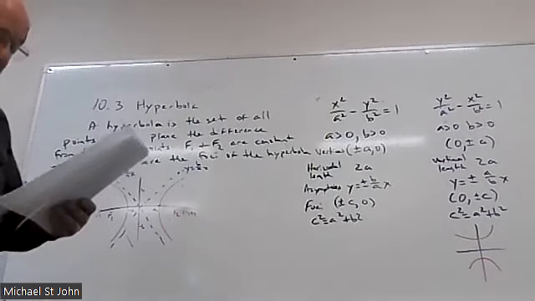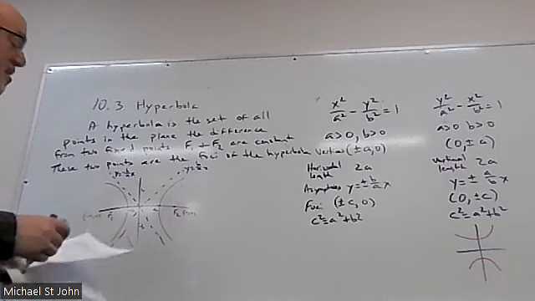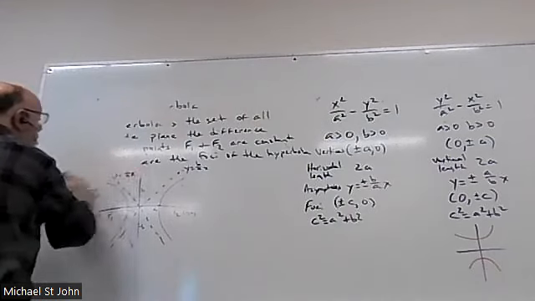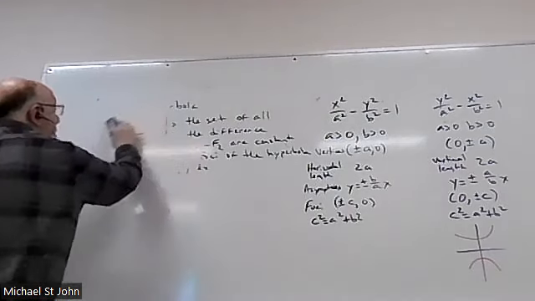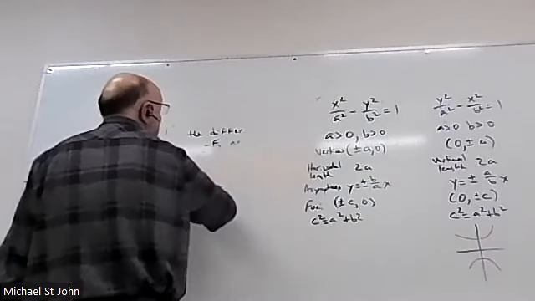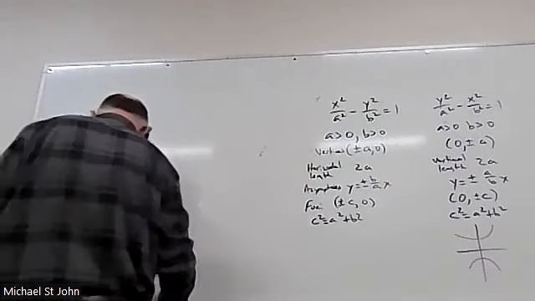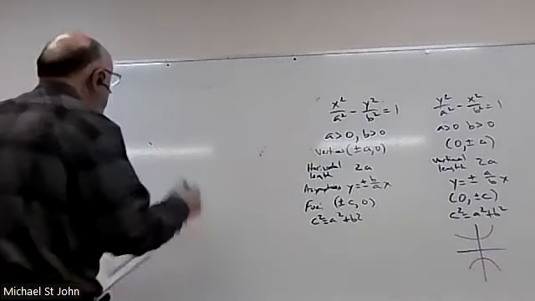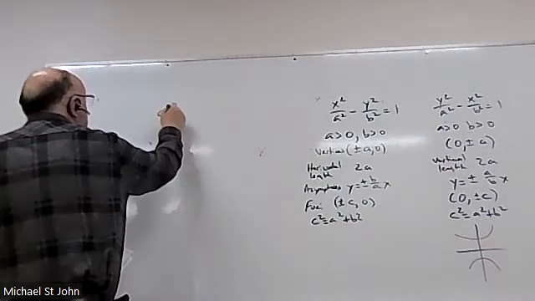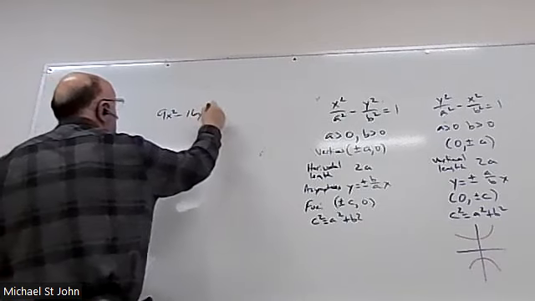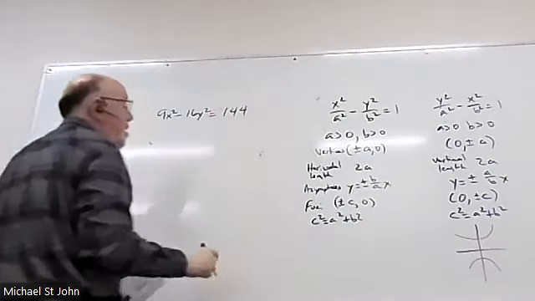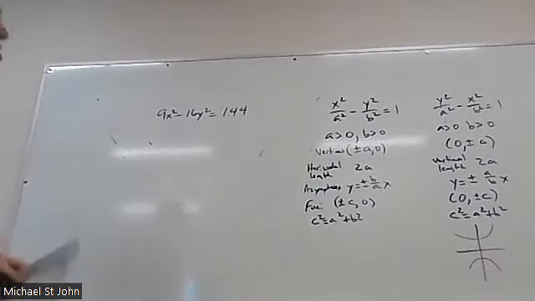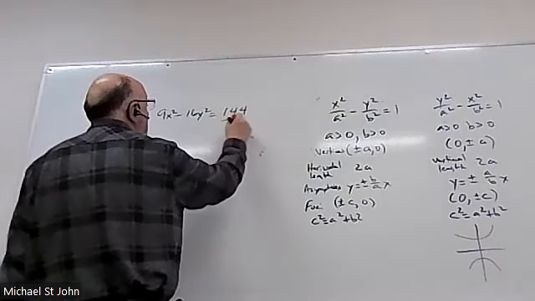So let's look at a couple examples of a problem here. And I want to keep those there. Come over here and do a couple examples for this stuff. Okay. So let's say I have this equation: 9x squared minus 16y squared equals 144. Right? So we know in order for this to work, it has to equal 1. So let's just divide everything by 144.